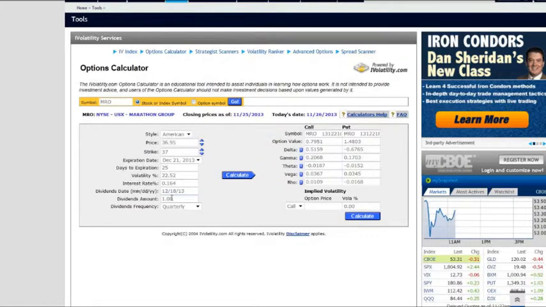It adjusts for that. You want to see how much the adjustment is? Just come in here, take out the dividend, and see how much the call and put option differ, and you can see what the net adjustment is for that option.